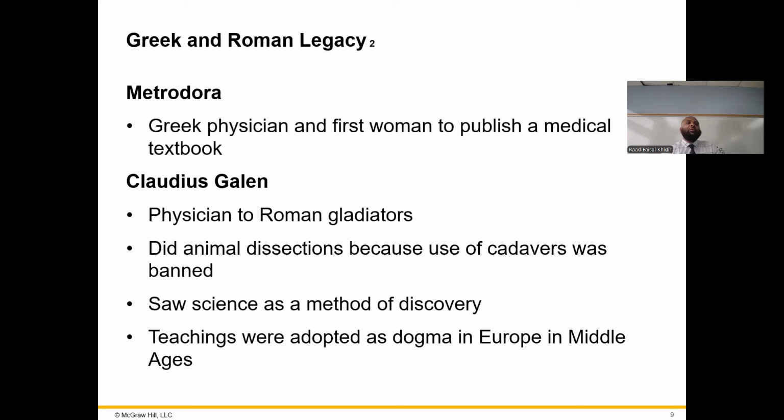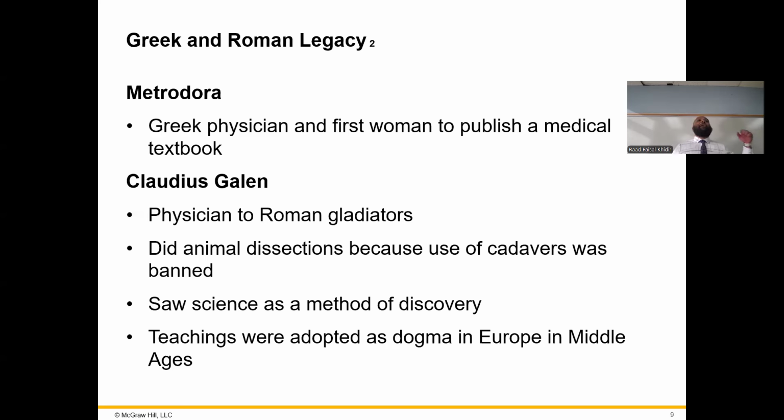Okay, then there was the first female doctor, and that was Metrodora, and she was a doctor back in the day. Females could only become doctors of obstetrics and gynecology. So she published her very first medical textbook, and it was about the diseases of the women and obstetrics and gynecology.